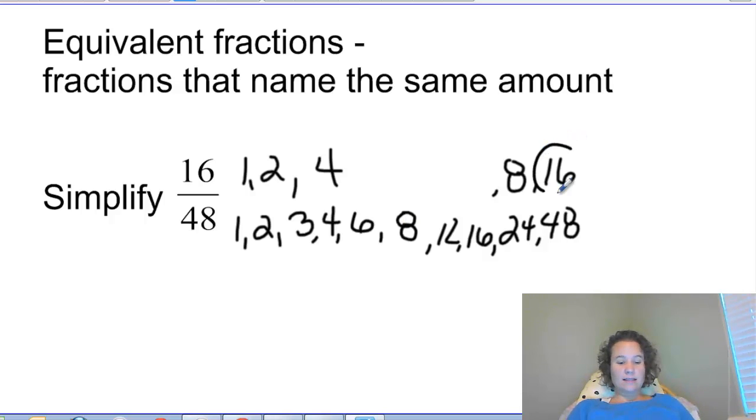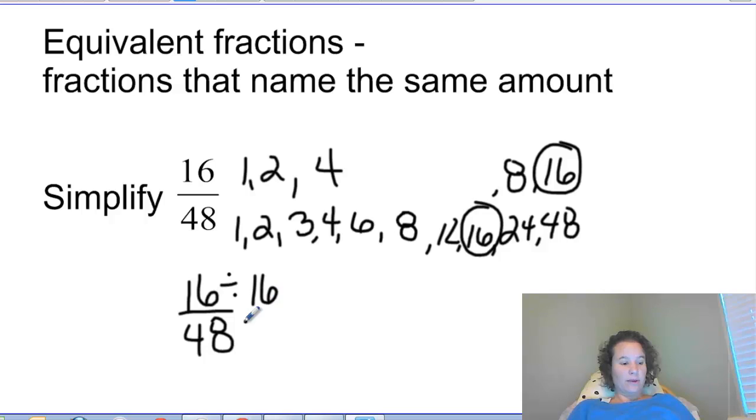So now I know I've listed all the factors of 48, and I can see that the greatest common factor of 48 and 16 is actually 16. So if I wanted to write this in lowest terms, I could divide both my numerator and my denominator by their greatest common factor, which is 16, and that would give me 1/3. And so 1/3 is equivalent to 16/48, and it's also in lowest terms because there's no number I can divide 1 and 3 by evenly other than 1. And so I know that's in lowest terms.